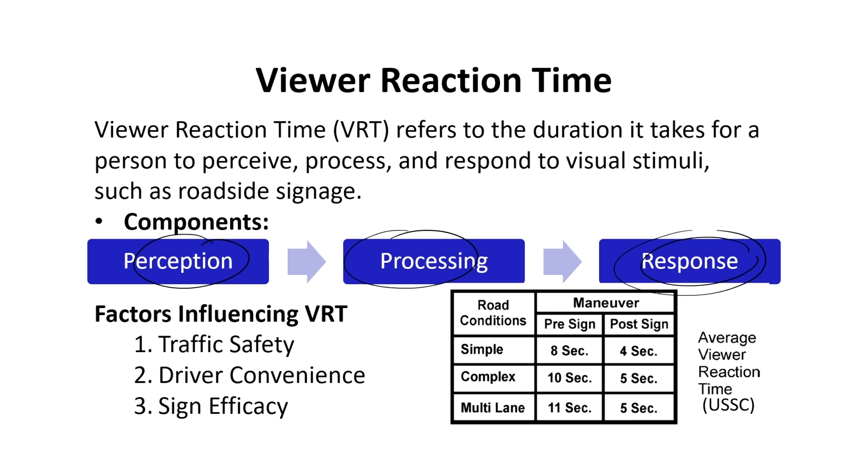The design and placement of a sign directly impact viewers' reaction time. Signage that is well designed, clearly visible and placed in strategic locations can reduce reaction time by providing information quickly and effectively. For example, high contrast colors, a large font and simple messages can enhance signage efficacy by making it easier for drivers to understand and respond to the signage without significant delays.